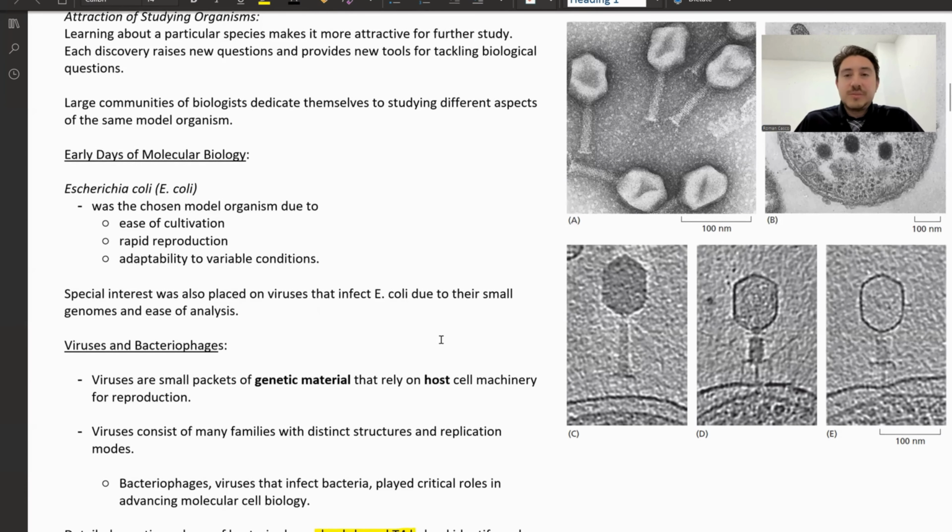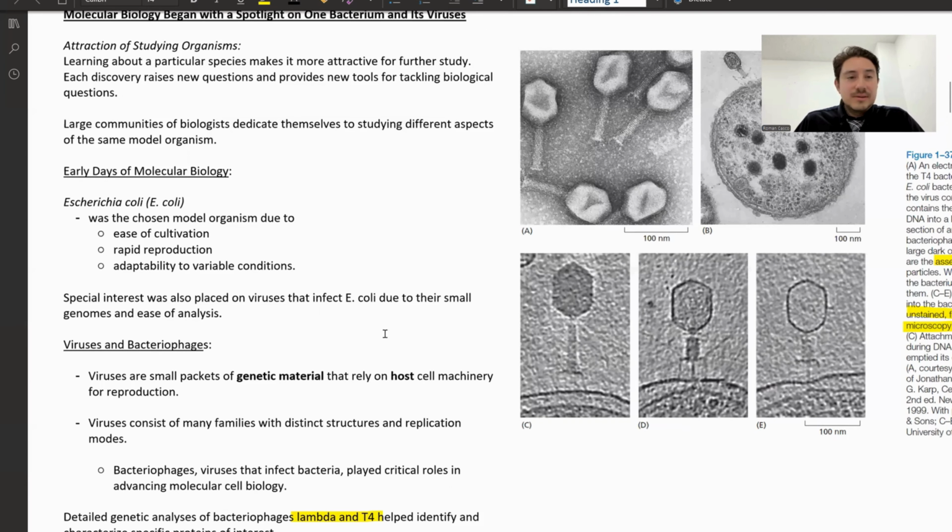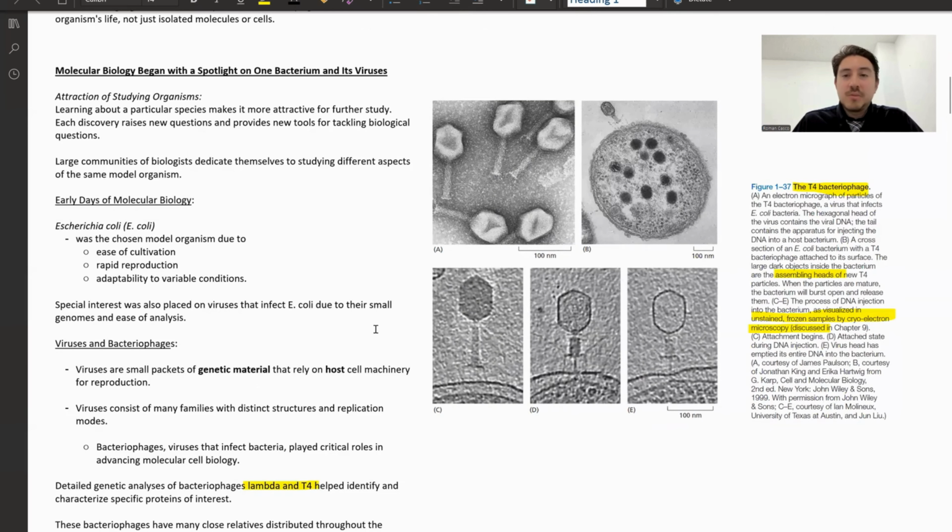Early days, and I'm going to zoom out a little bit. Let me just do that so you can see the figures more in detail here.